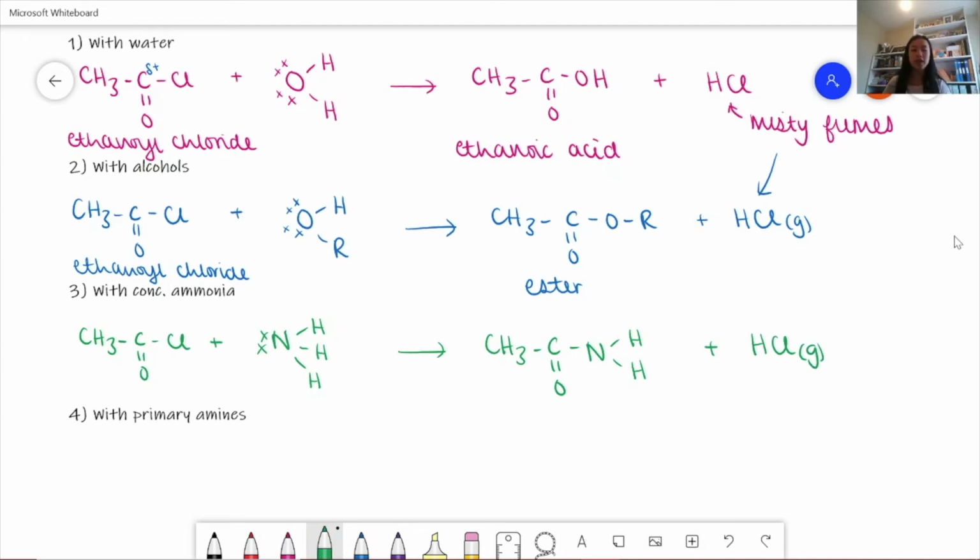And what we formed is an amide. And how we tell when we have an amide is when we have this C double bond O and NH2. So this is what an amide is. And because it's got 2 carbons, we call this ethanamide. So we can get propanamide if we have 3 carbons and butanamide if we have 4 carbons, etc. And again, this is with ethanoyl chloride.